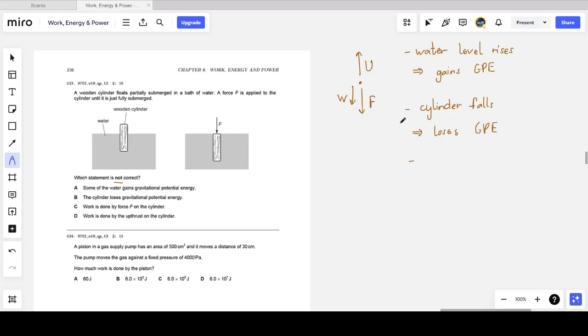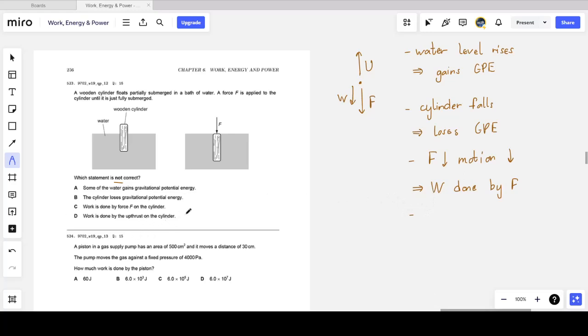What about the work being done? Work is done by the force F on the cylinder. Well, the force is downward and the cylinder moves downward. So the force is downward, the motion is downward. What does this mean? That means the work is done by the force F on the cylinder. So work is done by the force because the force and the motion are in the same direction.